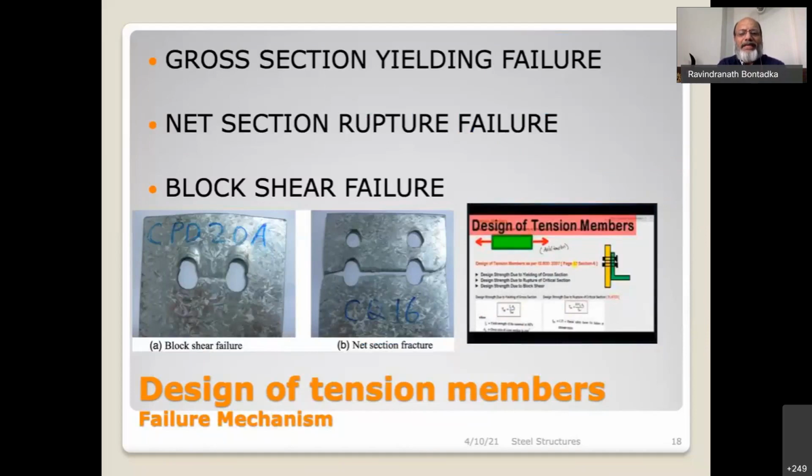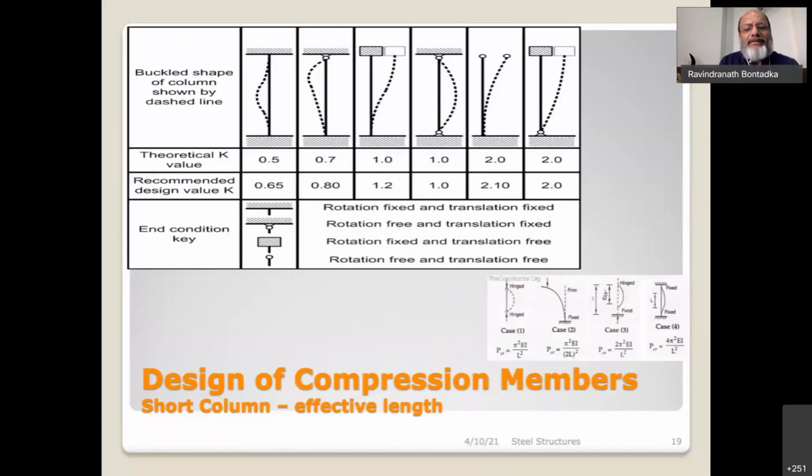What happens in many of these cases is that when there is an excess load in the tension member, we come across gross section yielding failure. The failure pattern at the ultimate level is that the whole section gets yielded, and it's a failure there. Or there is a net section rupture, where the section gets ruptured. And then block shear failure. This is also one more failure mechanism which we should be aware of and keep in mind as designers.